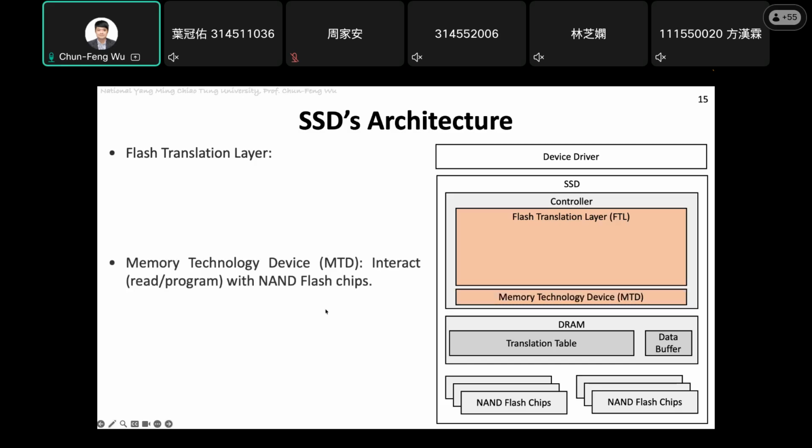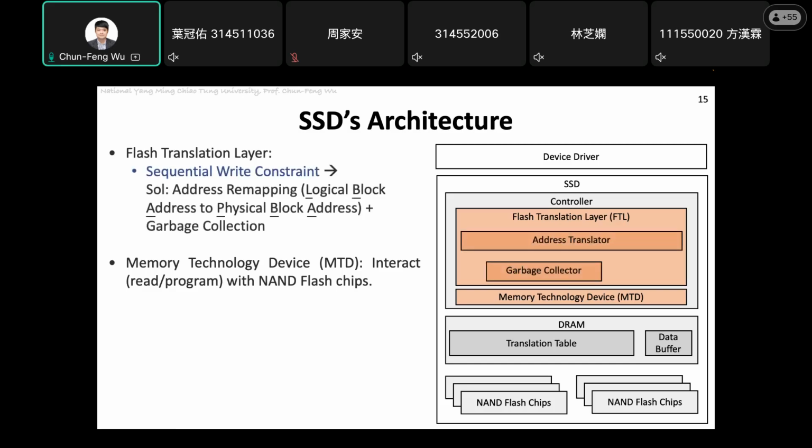MTD is quite simple, maybe simple is not a good word, but in this course we don't talk too much about MTD in the rest of the course, because the role of MTD is to interact with the nameplate chips. When the MTD receives a request, it needs to package and reform the request to fit the interface of the nameplate chip. So it needs to know the physical address, and how to read and how to program. Those things are handled by MTD, but we will not talk too much about MTD. We talk more about FTL. So what is FTL and what is it for?